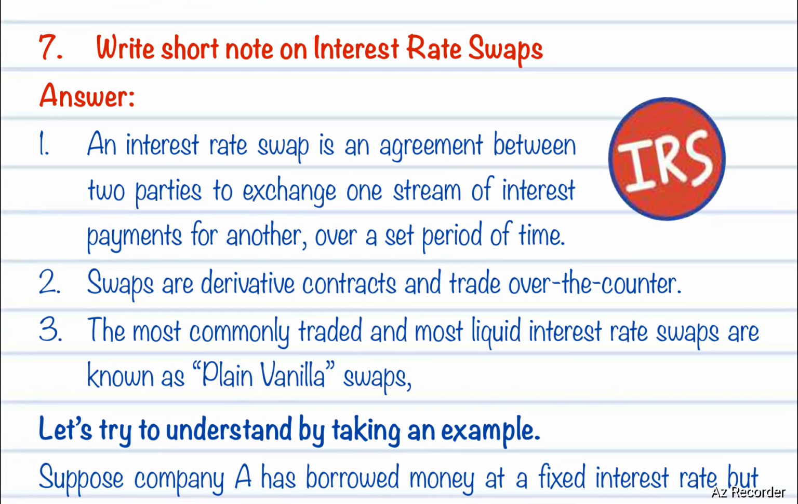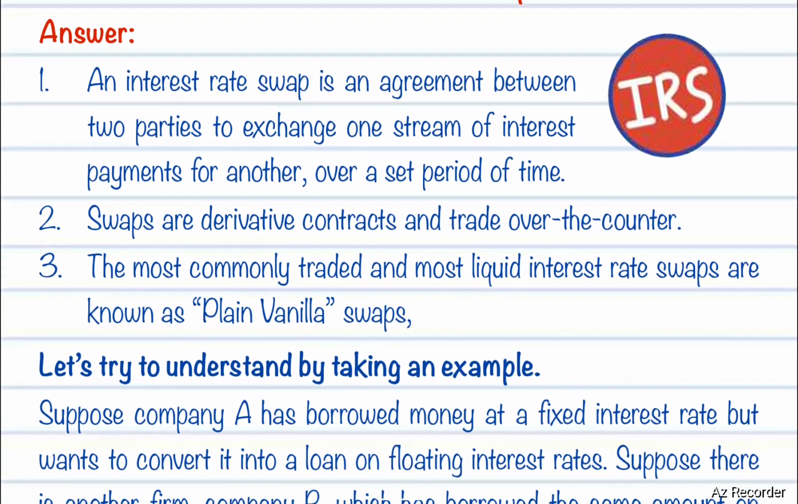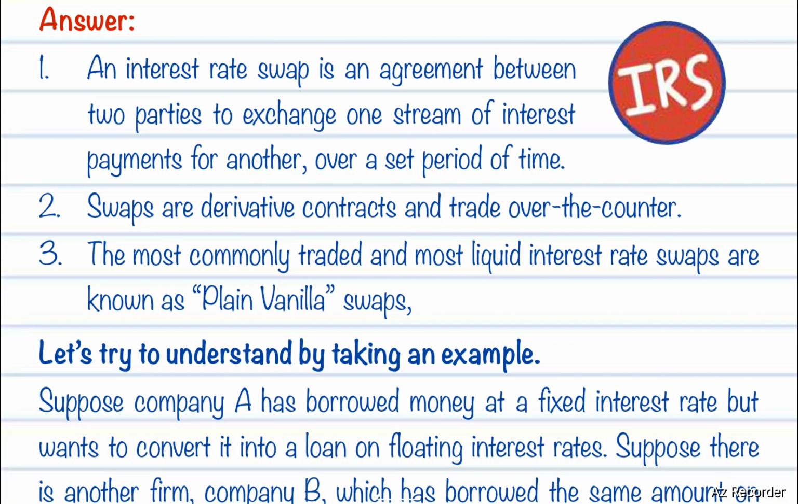Write short notes on interest rate swaps. An interest rate swap is an agreement between two parties to exchange one stream of interest payments for another over a set period of time. Swaps are derivative contracts and traded over the counter. The most commonly traded and most liquid interest rate swaps are known as plain vanilla swaps.